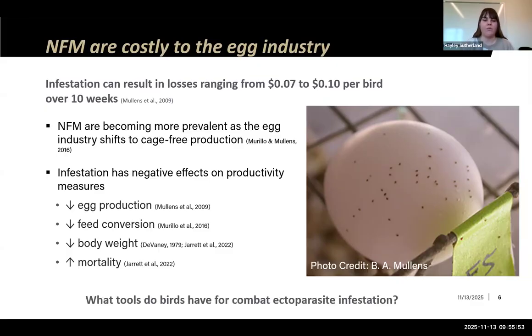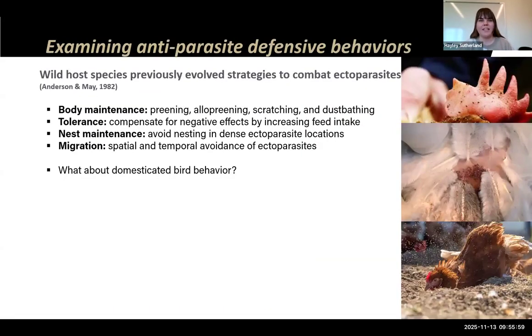So this brings us to the question of what tools do our birds have for combating ectoparasite infestation? And like most things with studying chickens, the wild bird people are way ahead of where we are. So in the wild bird literature, we're able to see that they have evolved strategies for combating ectoparasites. Starting off with body maintenance, these will probably be the behaviors you first think of, things like preening, allopreening, scratching, and dust bathing.